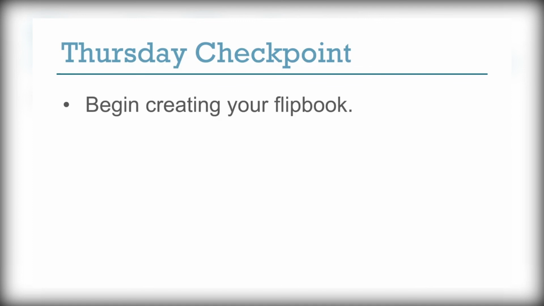Thursday checkpoint. Begin creating your flip book. Remember, you will need 29 pieces of paper, index cards, post-it notes, so that you can create your flip book. By now you should know you need those 29 pieces because a lunar cycle is approximately 28.5 days. So that's why you will need 29 pieces. So grab the paper, create your flip book, but you will need all 29 pieces to make sure you have a complete lunar cycle flip book.